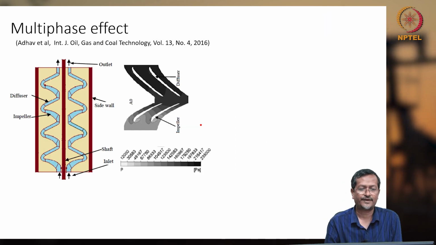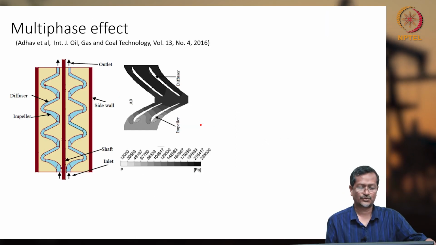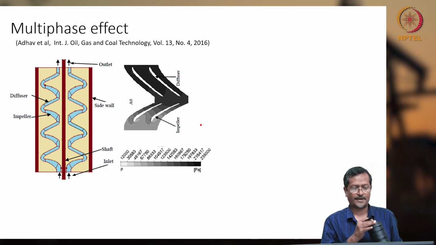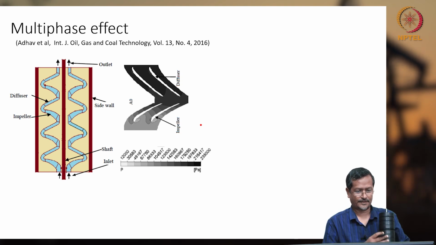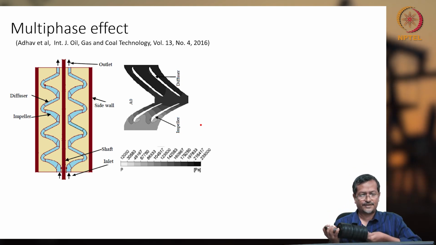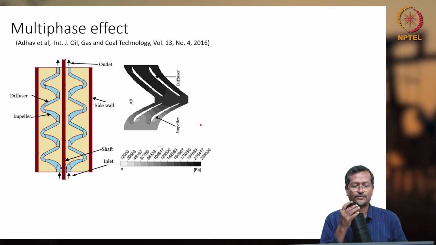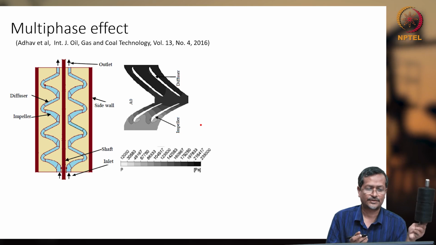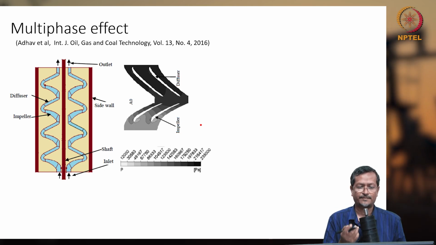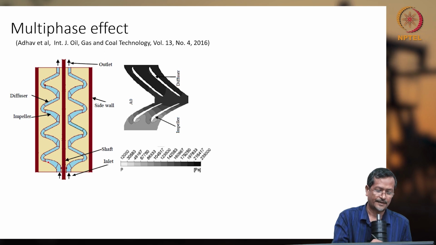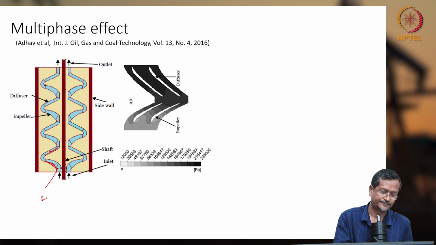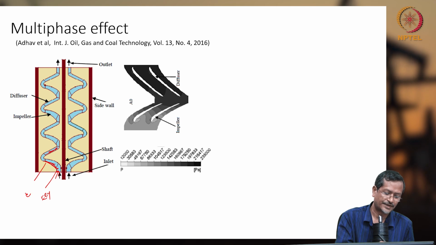Next is multi-phase effect. This picture, the left picture, shows a multi-phase centrifugal impeller and diffuser, or multi-stage ESP. This is also work done by one of my students in the master's MS course, Rohit Jadav, and he published one journal paper. So this is the impeller, this is the diffuser, and this is impeller I. Fluid is entering here, then exiting here.